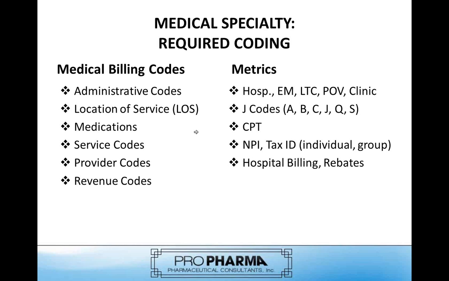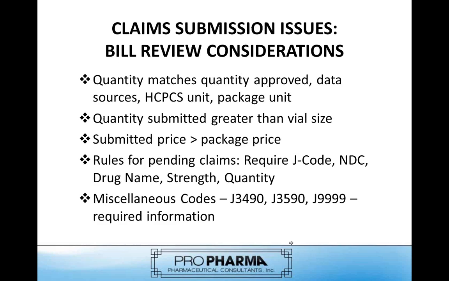Well, just to bring this together, the required coding on the medical side is administrative code, so you have to have that J code or CPT code. You have to have a location of service. You have to know what the medication, the strength, the duration of service is. The service code, if it's a particular code that's used in facilities, a provider code for the doctor, and then a revenue code that's used in hospitals in order to group things, hospital supplies, etc. And you can see the different kind of metrics that are used.